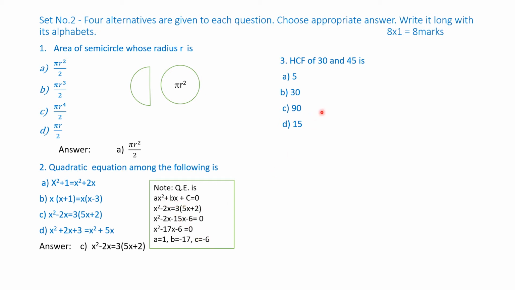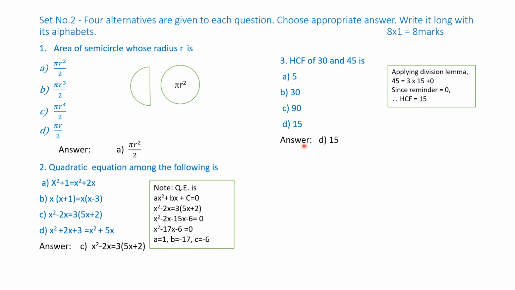Let us solve question number 3. The HCF of 30 and 45 is, he has given four options, 5, 30, 90 and 50. That is option A, B, C and D. Applying division lemma, we know 45 is greater than 30. Therefore, 45 is equal to 30 into 15 plus remainder 0. Therefore, remainder is 0. That means HCF is 50. Therefore, our answer will be HCF equals 50. This is the answer, D. It is given in D, 50.